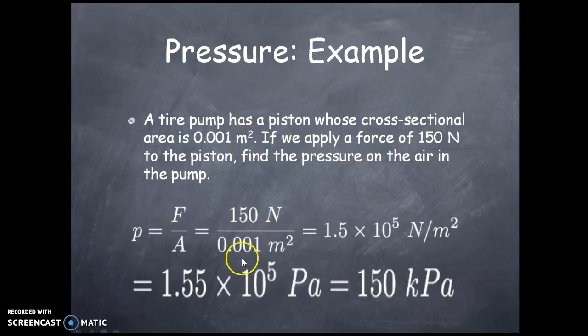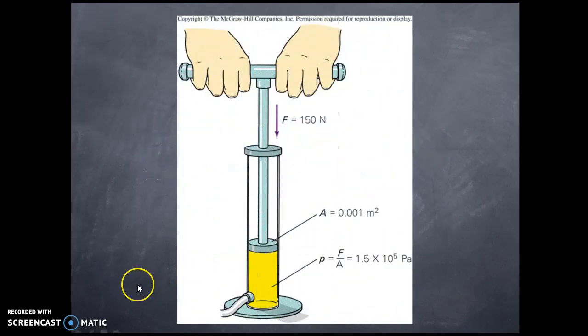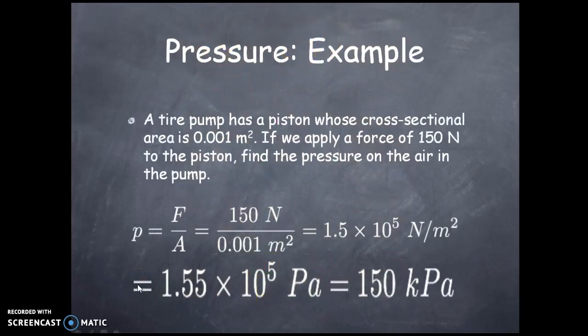So it's nothing but 150 over 0.001. That will give you 1.5 times 10 to the power of 5. We could write this 10 to the power of 5 as 10 to the power of 2 times 10 to the power of 3, and 10 to the power of 3 is nothing but kilo. And so we can write this as 150 kilopascal.